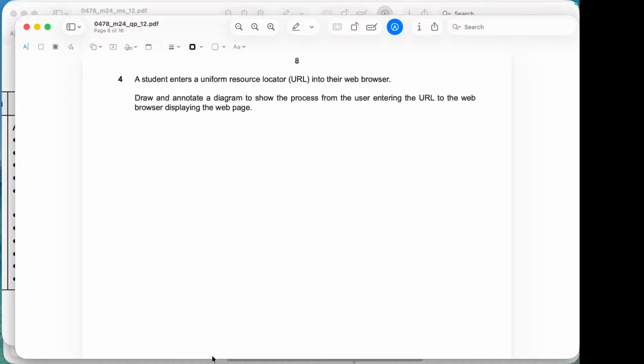Someone uses Save My Exams and the notes from the lesson. Yeah.